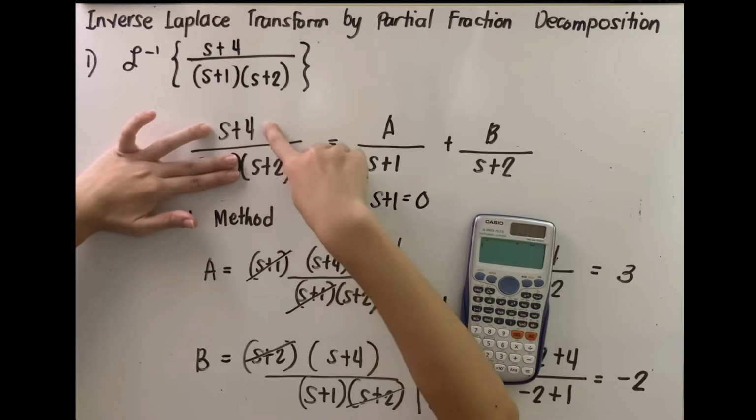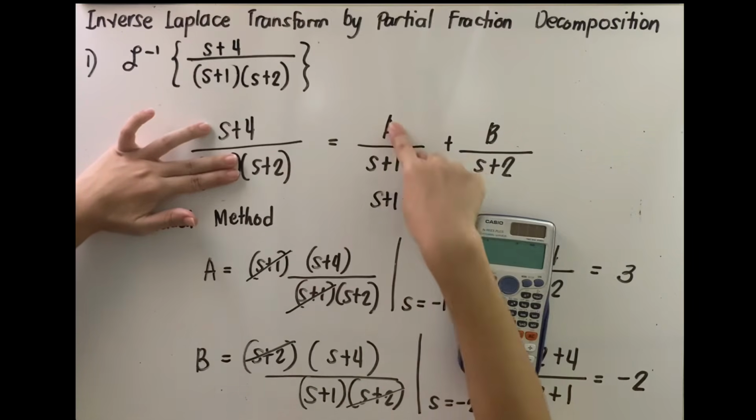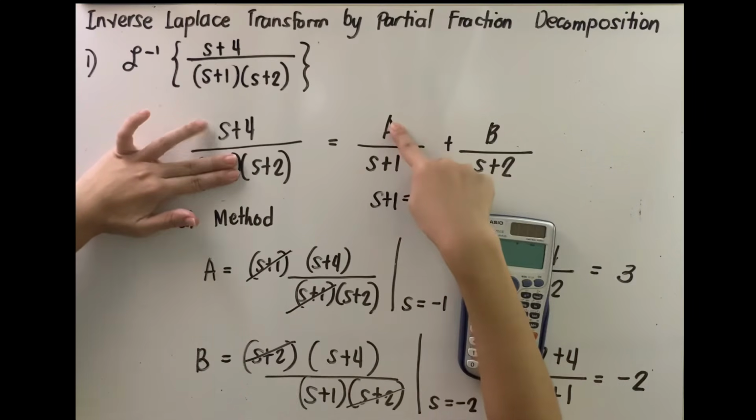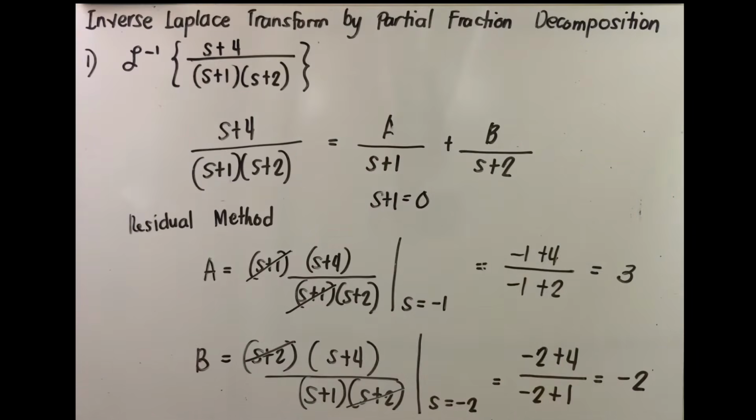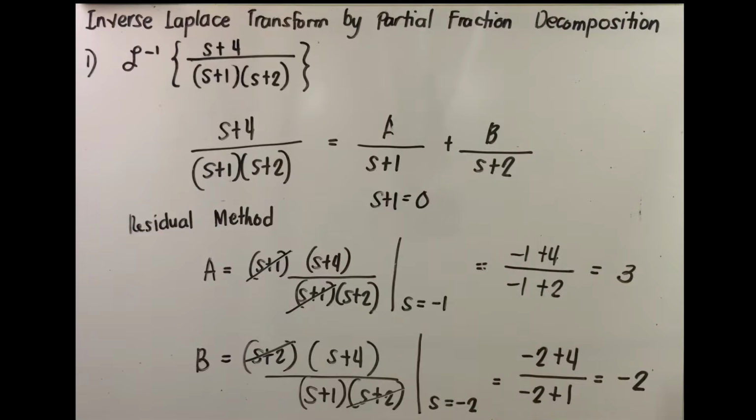So, you'll get negative 1 plus 4, that's 3. Negative 1 plus 2, that's positive 1. So, you get 3 over 1. So, A is 3. Okay, so it doesn't matter if ipapakita pa ba yun or hindi na, as long as you show me that A is 3 and B is negative 2. There's no problem on that.